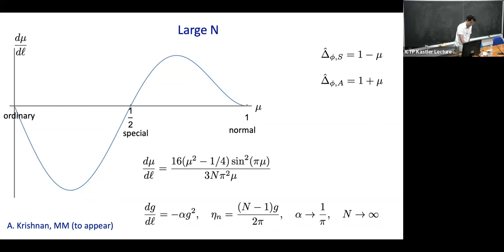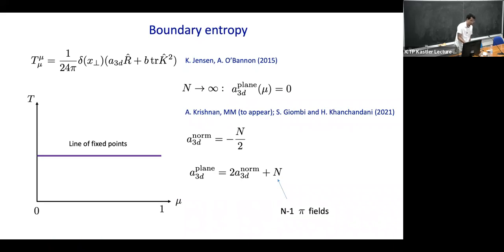All right, let's see. So I guess I'm running out of time. For these problems with the boundary, there is an analog of a, we know that for two-dimensional CFT, there is the central charge, and the central charge decreases monotonically under renormalization group flow. So for these problems with the boundary, there is some similar boundary central charge that decreases monotonically under boundary RG flow. And for this line of fixed points, we were able to calculate this charge. But maybe I'll skip this part.